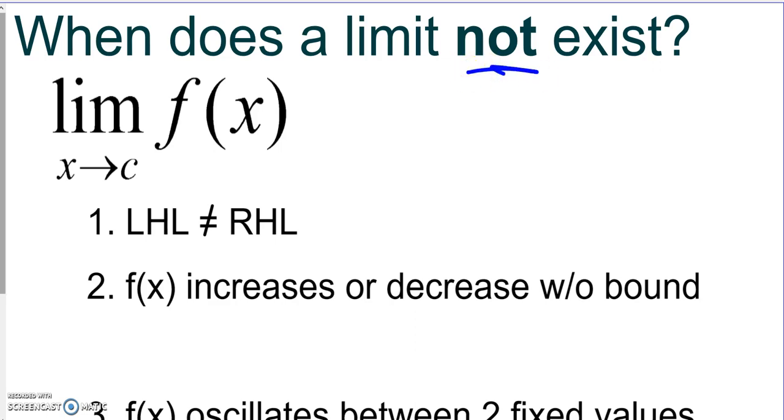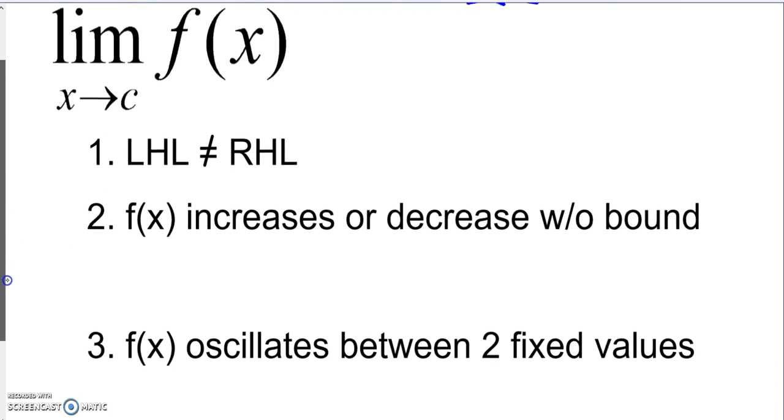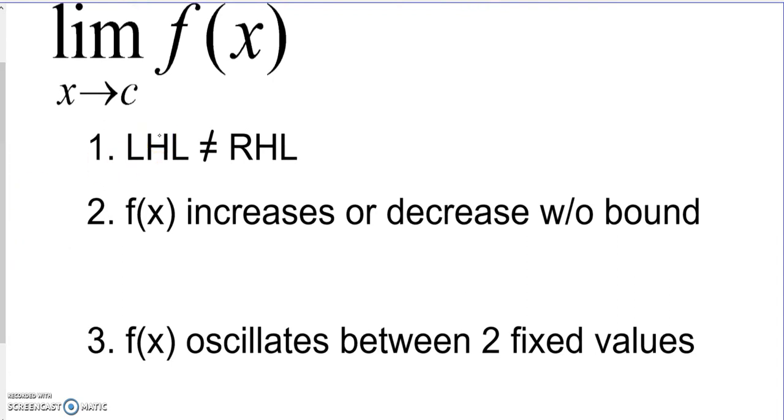There are 3 cases here when the limit doesn't exist. One we talked about: the left and the right hand limits have to be equal. So if they're not equal, it doesn't exist. Or if f of x increases without bound, or if f of x oscillates between two fixed values.